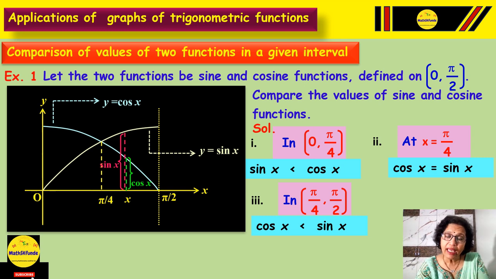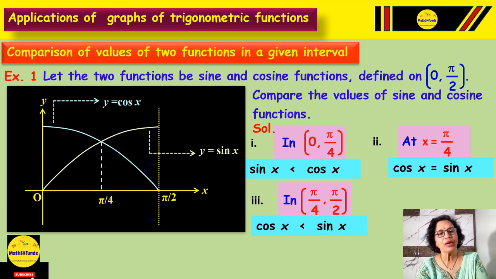So in this way, in a given interval, you can draw two graphs, and one thing you can understand from here is that the graph which is at the lower position will be smaller and the graph which is at the upper position will be bigger. So this is what we have done, especially in 0 to pi by 4 and pi by 4 to pi by 2. Okay, this is my first example. Now let us move further from here.